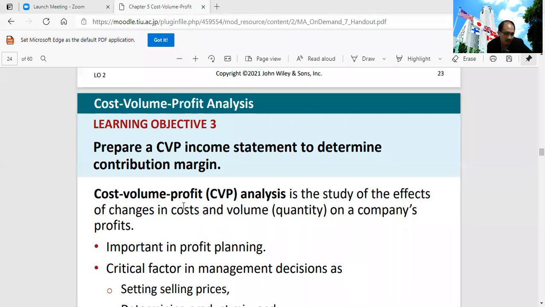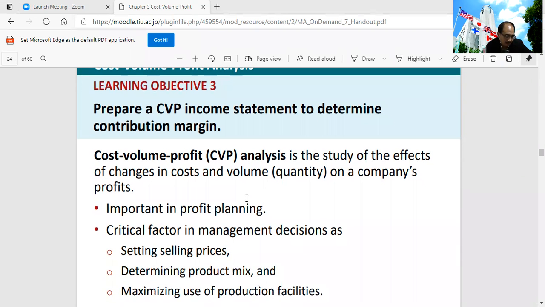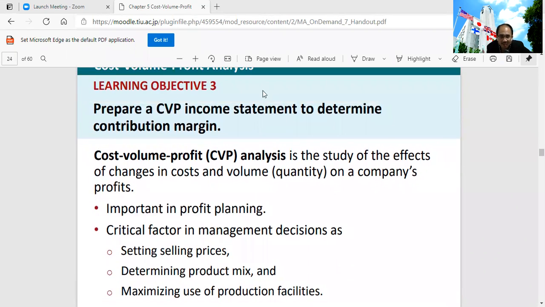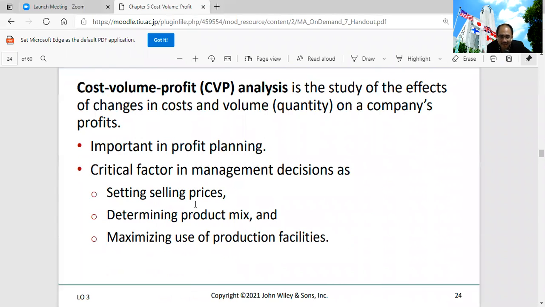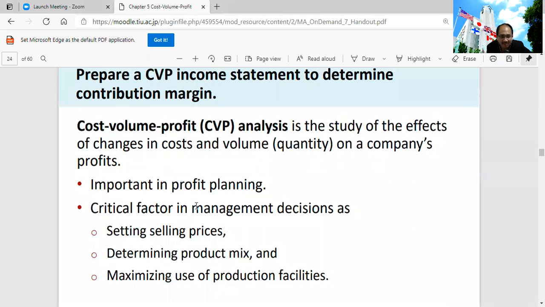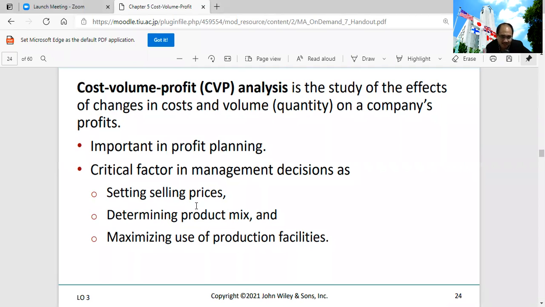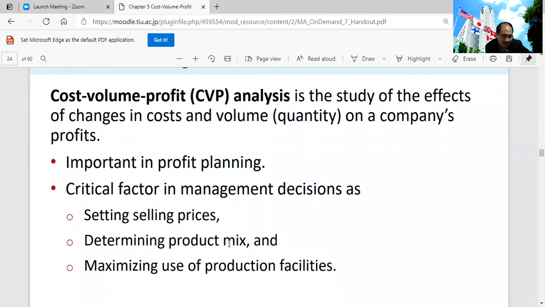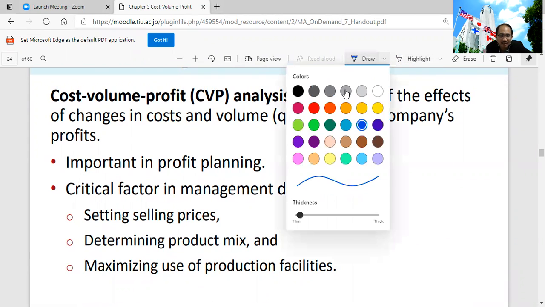So the cost-volume-profit (CVP) analysis refers to the study of the effects of changes in cost and volume (quantity) on a company's profits. So it's important in profit planning. It's a critical factor in management decisions such as setting selling price, determining product mix, and maximizing use of production facilities. Determining the product mix, we will discuss later in much more detail.